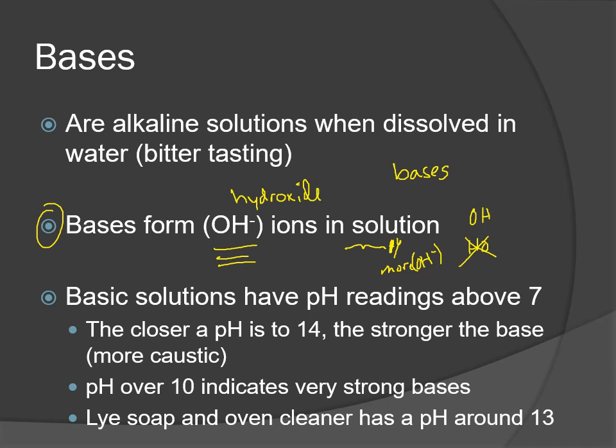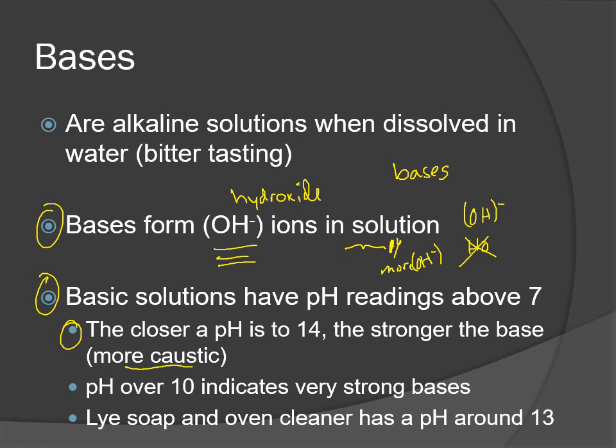So we use OH, just to make sure that you're aware, and the OH has a negative charge. A basic solution will always have a pH reading above 7. Above 7 simply means you now have more hydroxides than hydrogens, so it's going to be more like a base. The closer you get to 14, the more hydroxides you have, the fewer hydrogen ions you have, and the more basic it is.